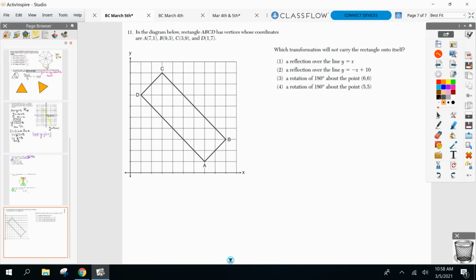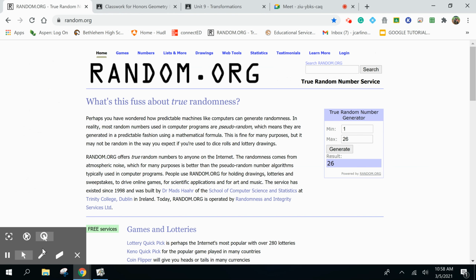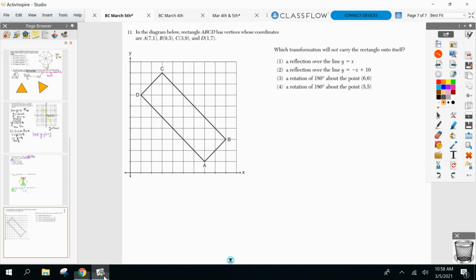Y equals x. I think we even brought it up today. Y equals x, reflection. What do I need to do with the coordinates? Sophia, remember what I have to do with the coordinates for y equals x? You have to switch them? Switch them, that's it. Don't change the sign. Don't multiply by -1. Just switch them.